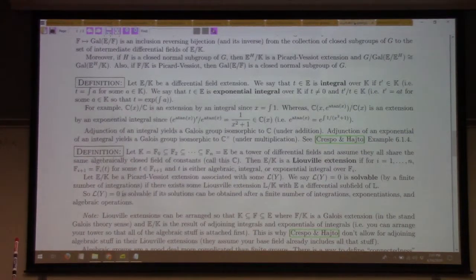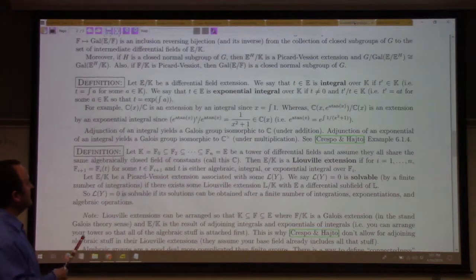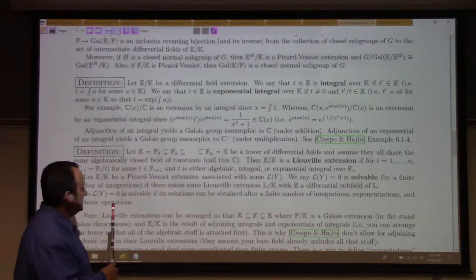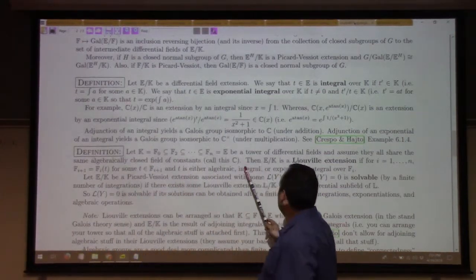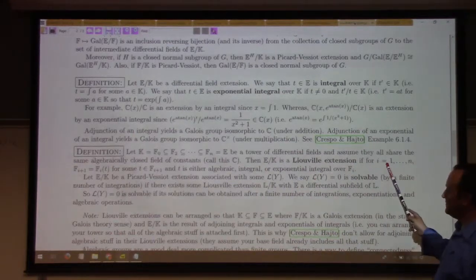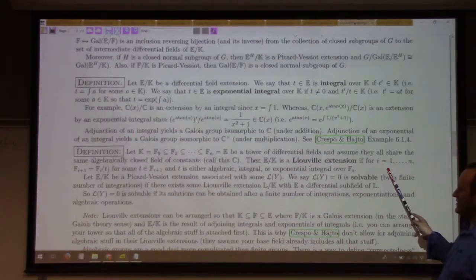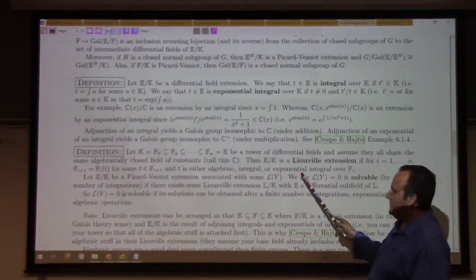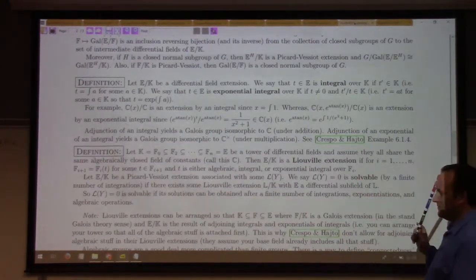So then he defines what it means for T to be integral over K or to be exponential over K, much like we talked about the elementary functions last time, being exponential or a logarithmic extension. And then he defines a tower of differential fields, and he talks about what's called a Liouville extension. At each step, I think we talked about this last time, it's either algebraic, integral, or exponential.